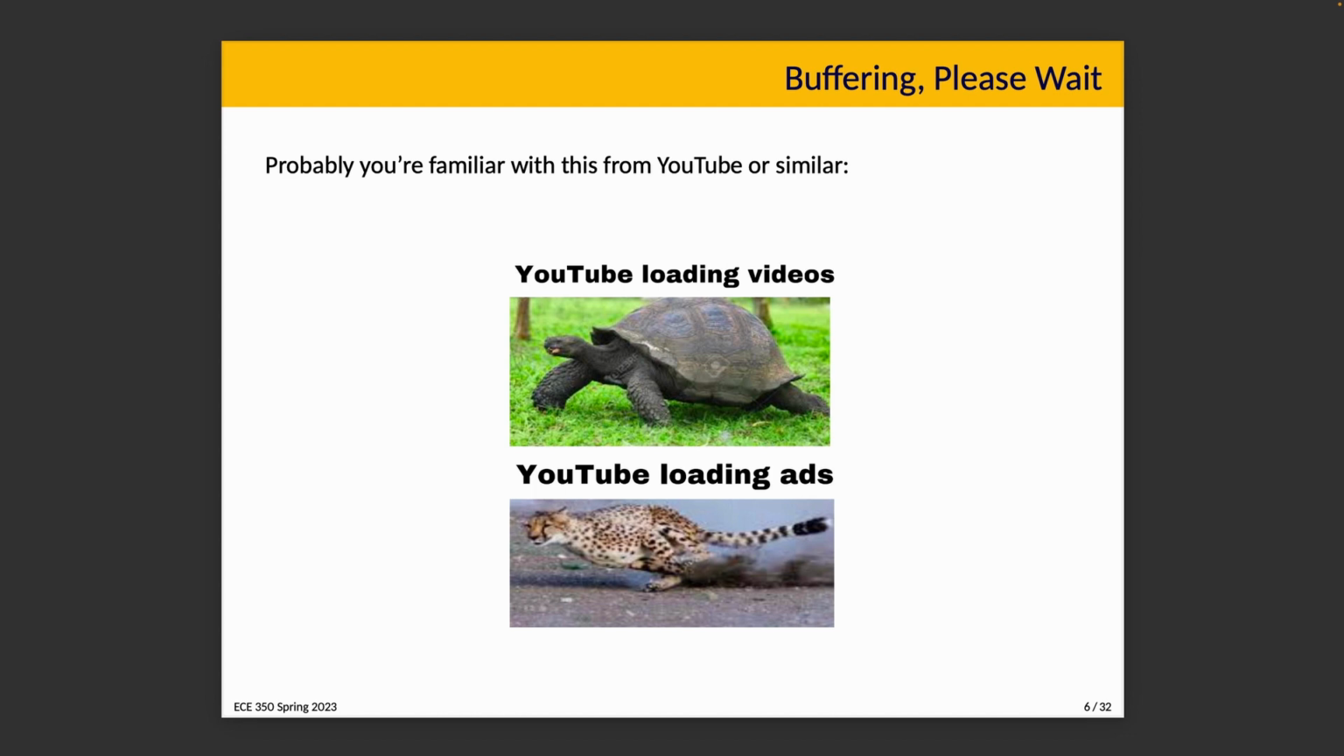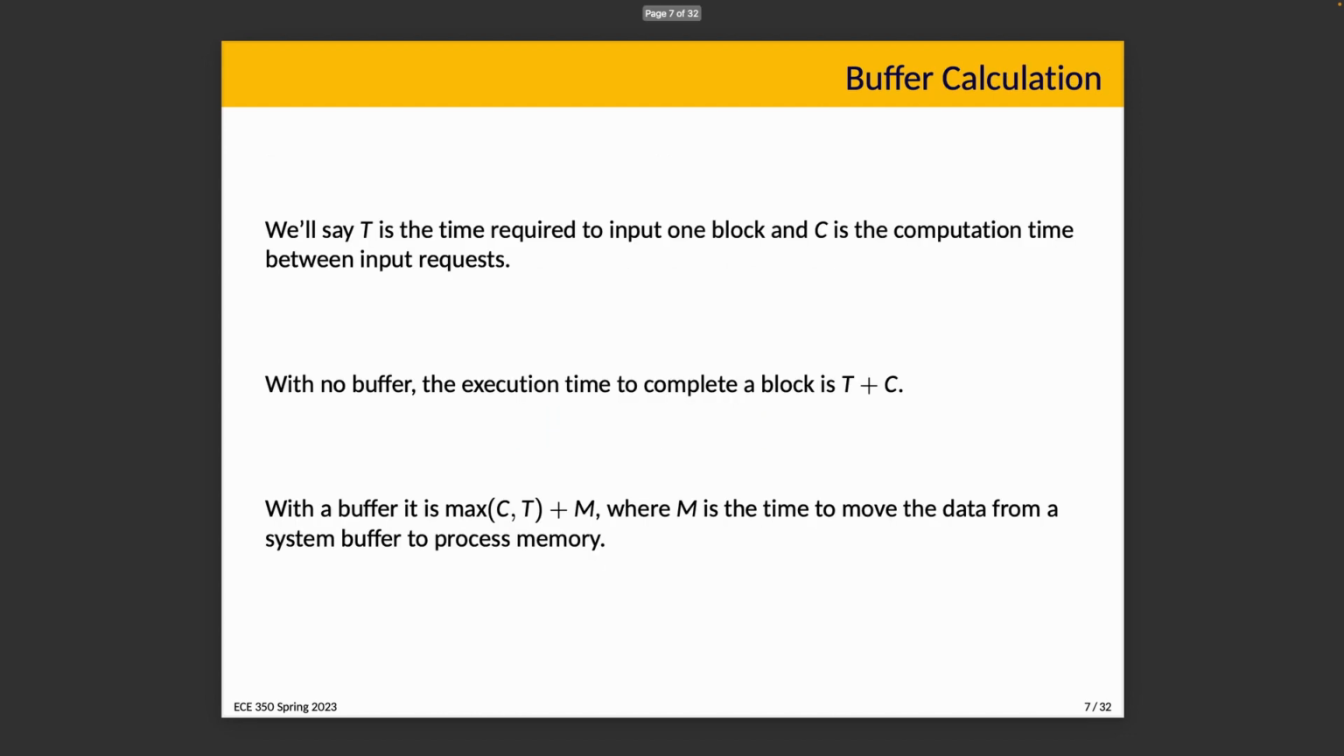So here's a calculation that's a little bit crude, but it shows you, at least in a small way, the performance impact of using a buffer. If we say that capital T is the time required to input one block and capital C is the computation time between input requests, with no buffer, the execution time to complete a block is T plus C. Whereas with a buffer, it is max between C and T, plus M, where M is the time to move data from a system buffer to process memory.